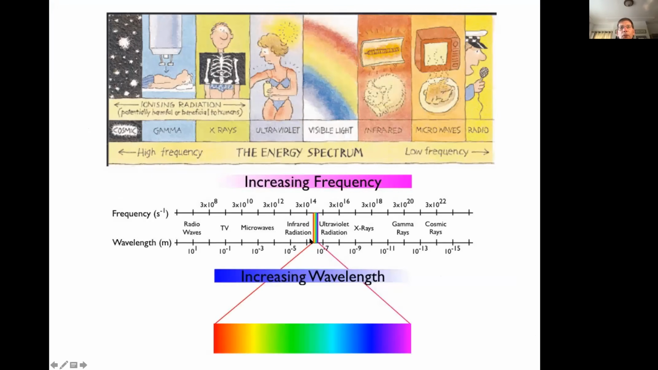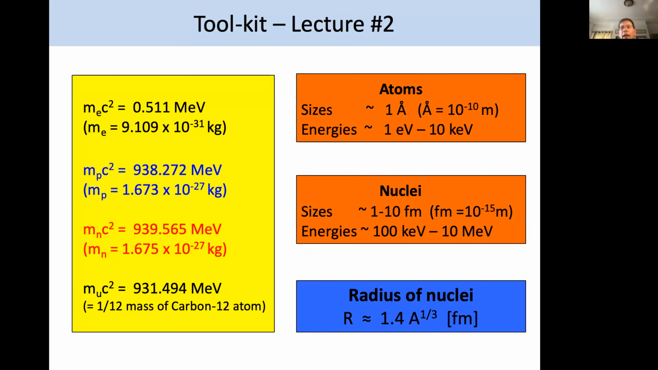Interestingly, the things that we directly experience, that we've evolved to actually see with our eyes, cover a very, very, very narrow part of the entire electromagnetic spectrum, which goes all the way from radio waves up to very, very, very high energy gamma rays. And there is our toolkit.